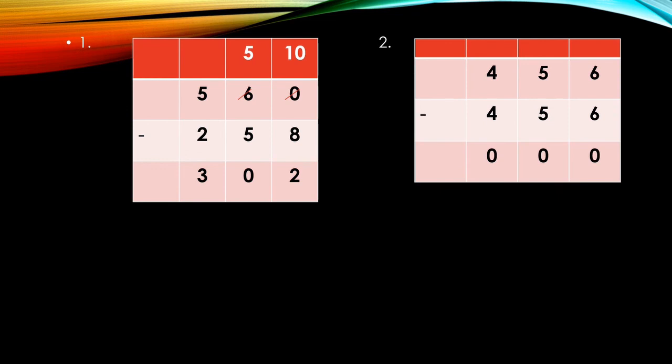Now one more example. As you can see, both numbers are the same. We have to subtract 456 from the same number 456. As both numbers are the same, the value will become 0. When we subtract 6 from 6, it comes 0 only. When we subtract 5 from 5, it becomes 0. And then 4 subtracted from 4 also becomes 0.